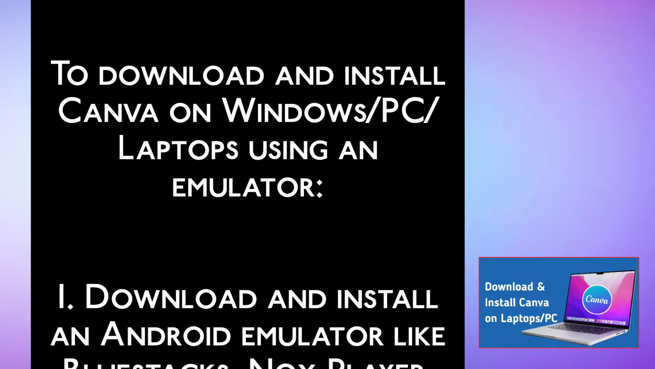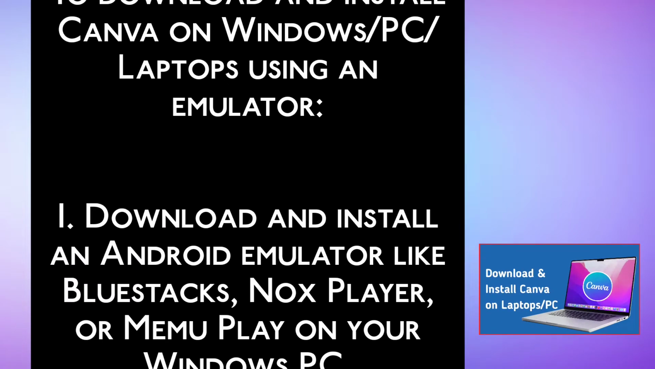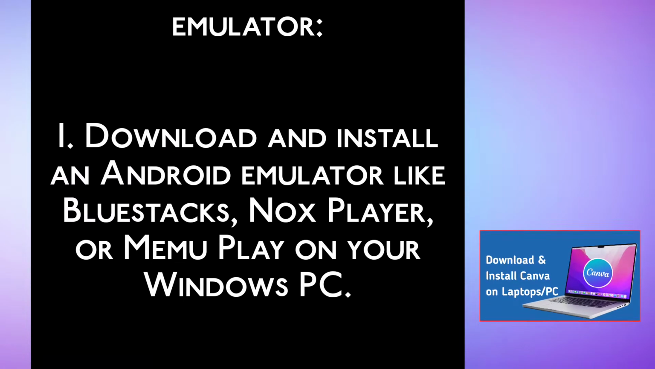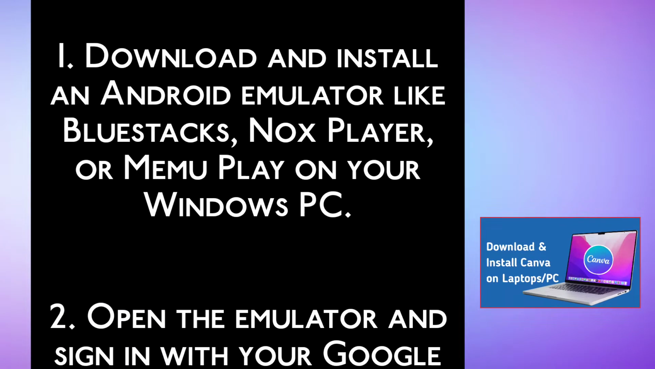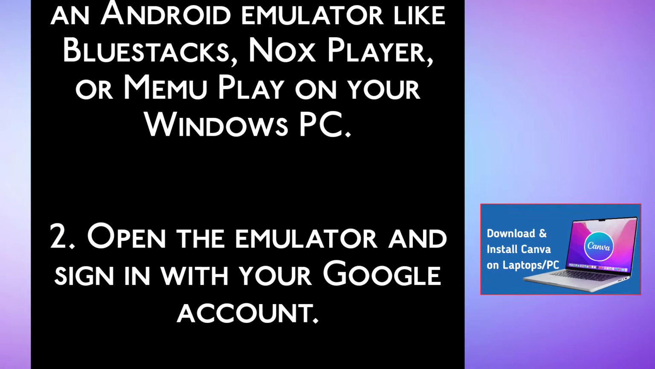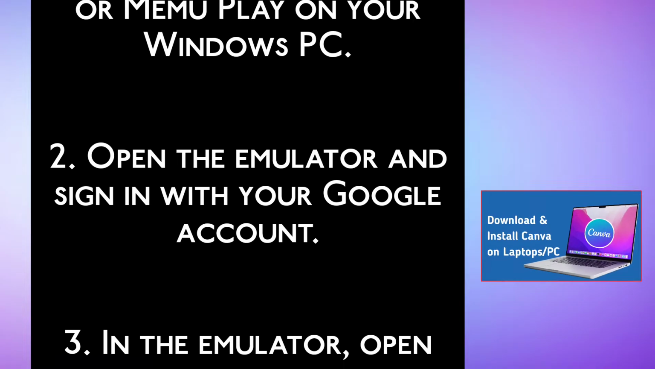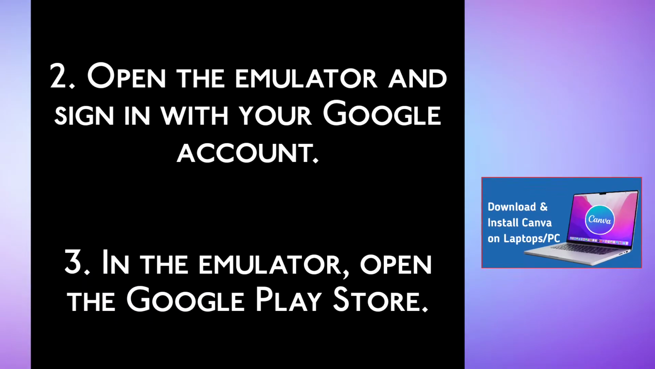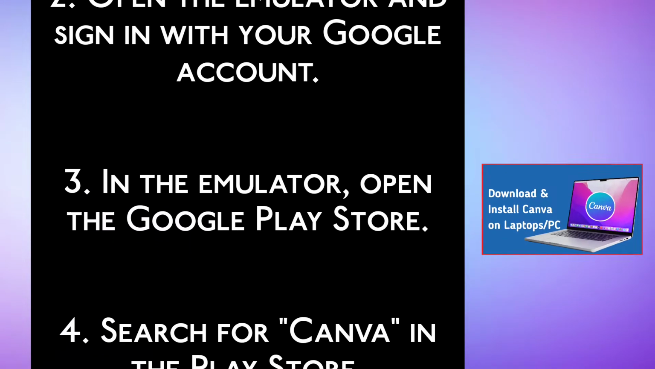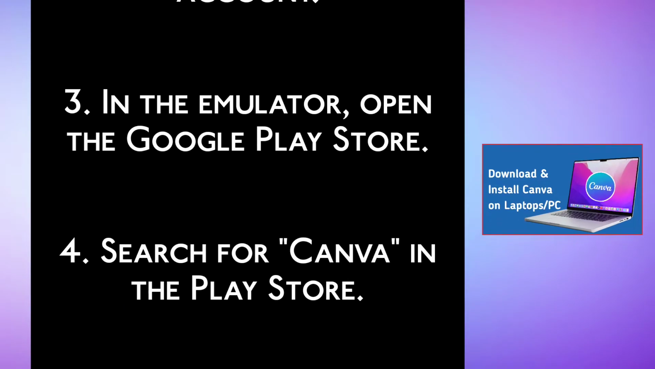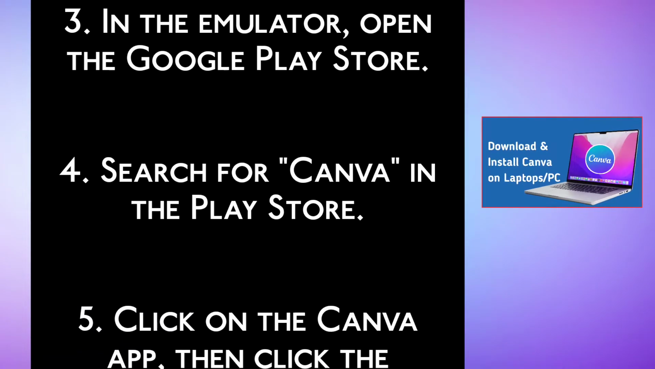To download and install Canva on Windows PC laptops using an emulator, Step 1. Download and install an Android emulator like BlueStacks, Nox Player or MEmu Play on your Windows PC. Step 2. Open the emulator and sign in with your Google account. Step 3. In the emulator, open the Google Play Store.